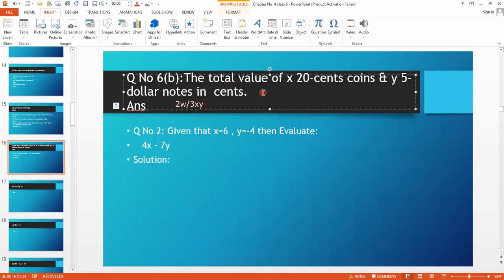First, you tell me, in $1 how many cents are there? Yes, you already know 100 cents are there. And here, how many dollars are given to you? $5. This means here I put 5 and I have to multiply this 100 with 5.